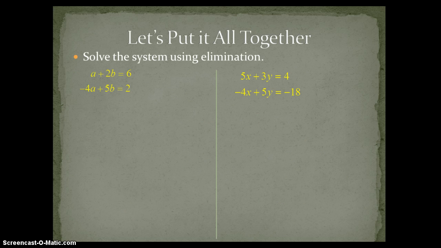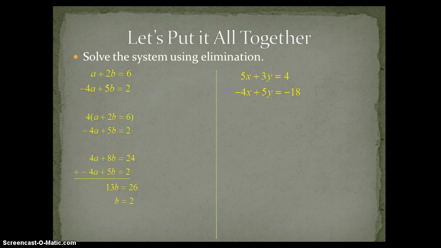So let's put this all together. We're going to solve the system using elimination. So look at the first system. We have a and negative 4a and 2b and positive 5b. Well, none of those match. So in my mind, the easiest thing is going to be to multiply the first equation by 4.